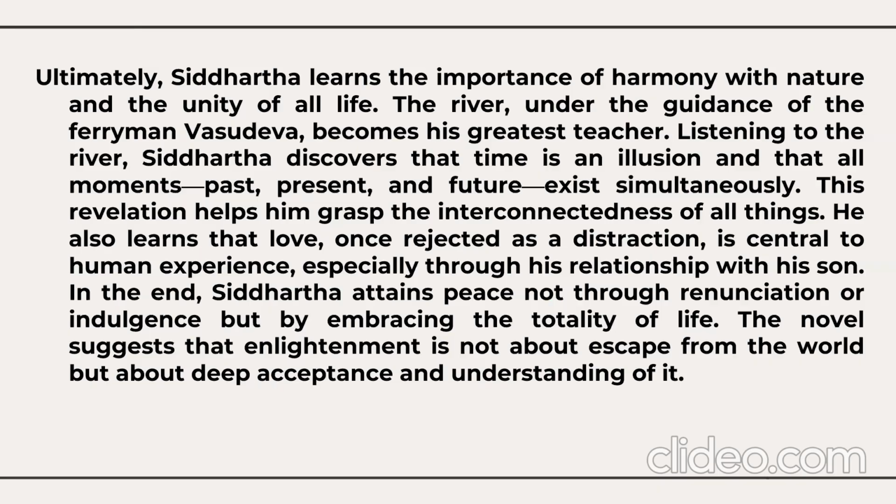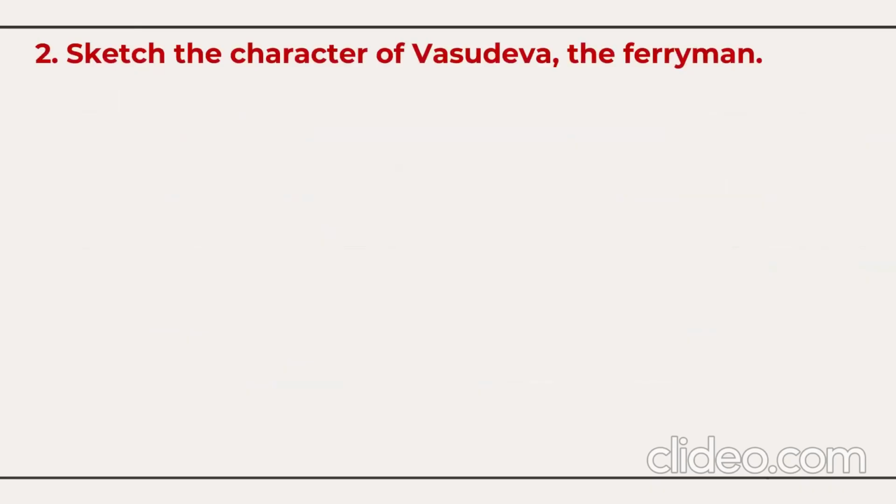He also learns that love, once rejected as a distraction, is essential to human experience, especially through his relationship with his son. In the end, Siddhartha attains peace not by renunciation or by indulgence, but by embracing the totality of life. The novel suggests that enlightenment is not about escape from the world, but about deep acceptance and understanding of the world.